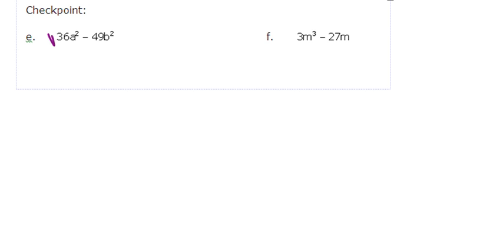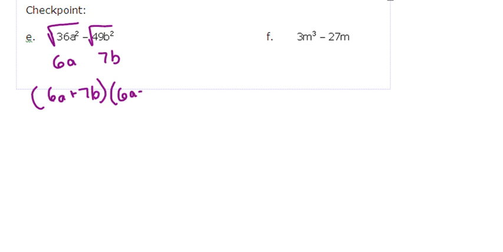So if I look, there's no GCF here, but there's two terms and a minus sign. So if I take the square root to check to see if they're perfect squares, the square root of 36 is 6. Square root of a squared is a. The square root of 49 is 7. Square root of b squared is b. So this is a perfect square. So I have 6a plus 7b, 6a minus 7b.